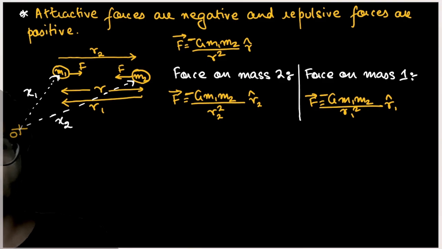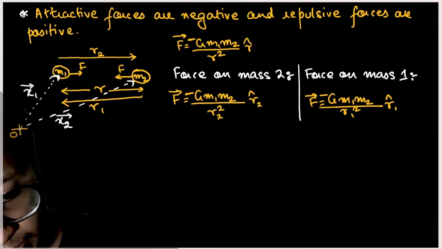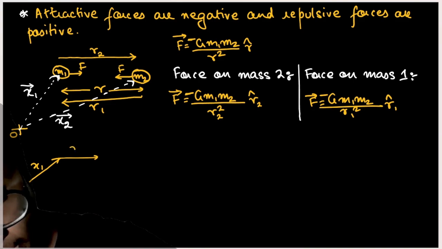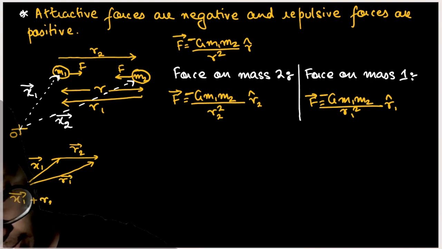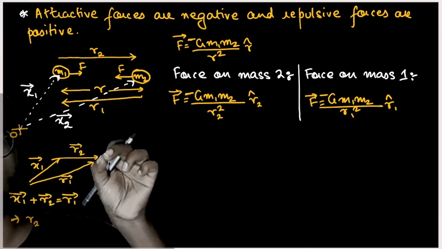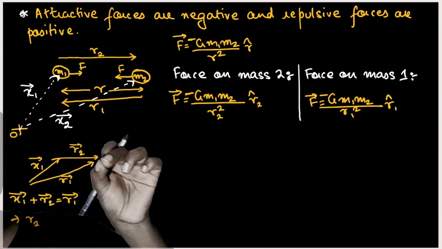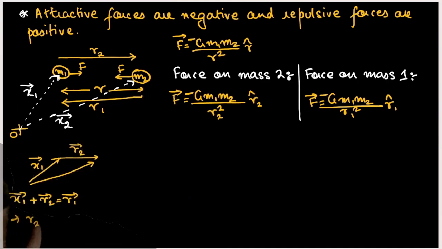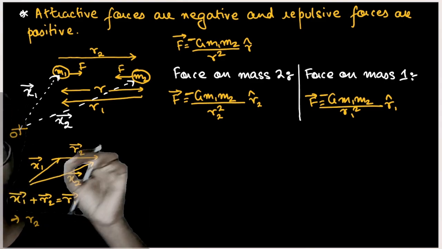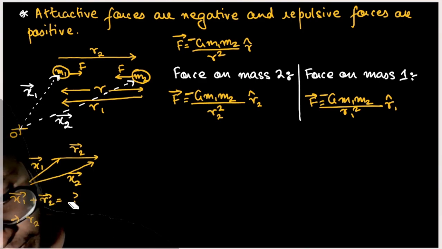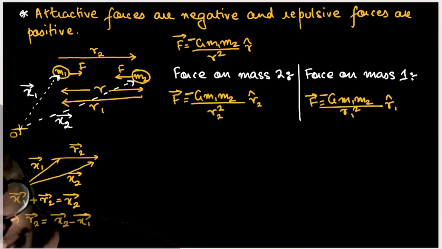Now, how do I write R1 and R2 in terms of X1 and X2? See, if you look at these vectors properly, the position vector of M1 is X1, and the position vector of mass M2 is X2. Can I say X1 vector plus R2 vector is equal to X2 vector? I made a mistake earlier, it is not R1 vector, it is X2 vector. X1 vector plus R2 vector is equal to X2 vector. So from this equation I can write R2 as X2 vector minus X1 vector, isn't it?